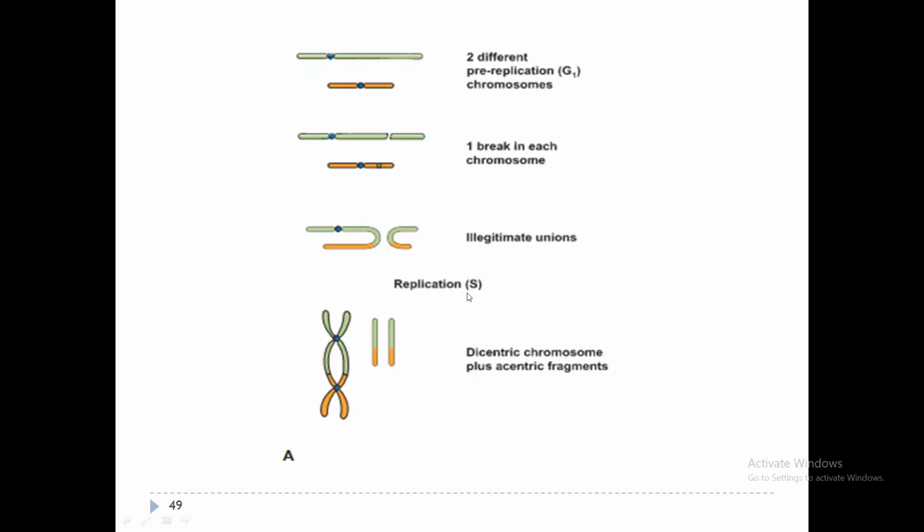Then replication occurs in the S phase of the cell cycle, and finally a structure like this will be formed. Here we can see clearly two centromeres are there, and this is the acentric fragment.